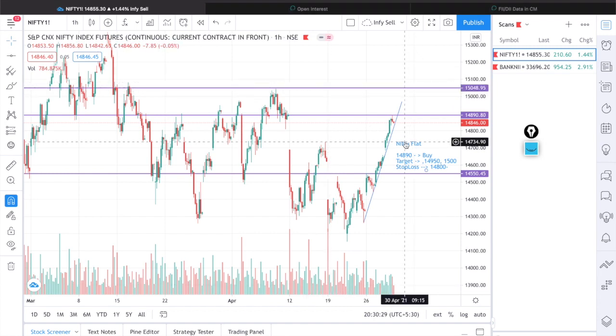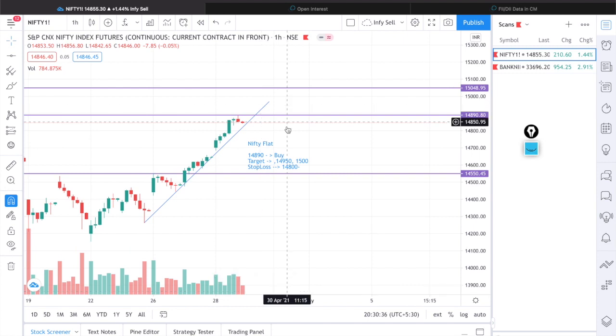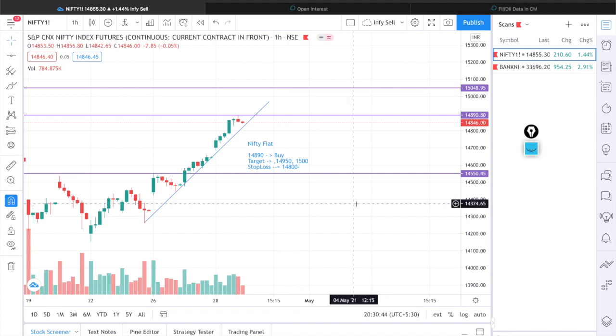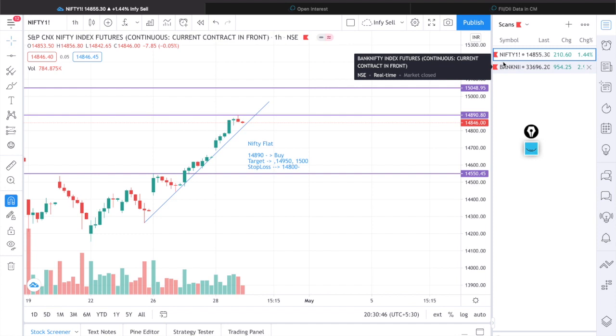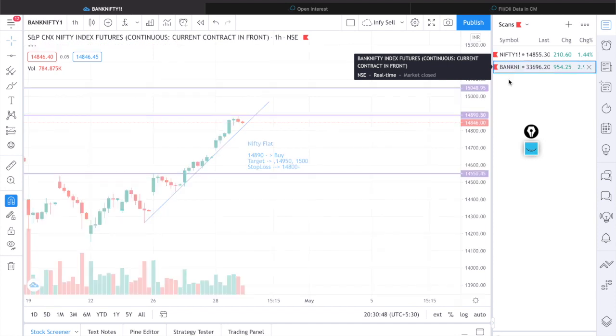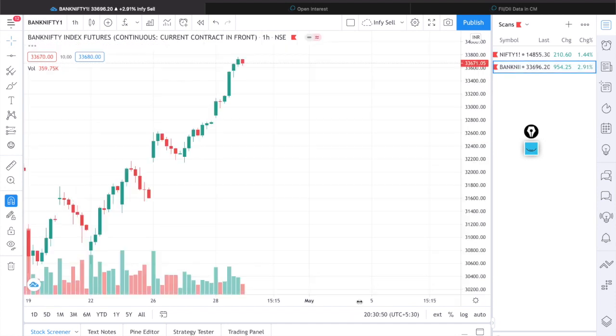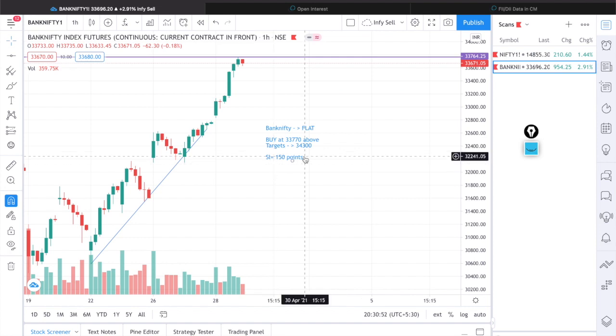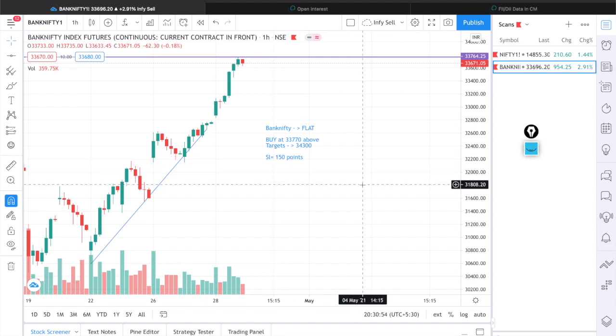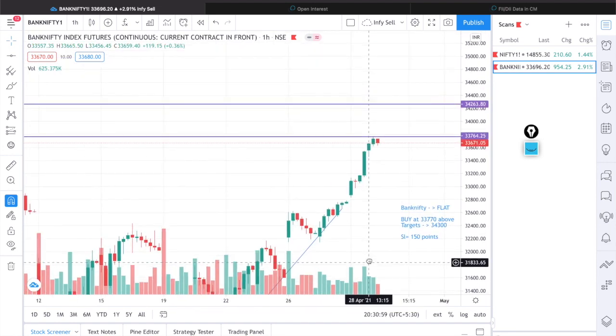So the data wise, Nifty and Bank Nifty is very bullish. Okay, so once more I'm just sharing these particular levels. Nifty should open flat, above 14,890 we should buy, and the target should be 14,950 and 15,000, and similarly stop loss will be 14,800. Coming to Bank Nifty, the Bank Nifty target is around 33,770 and 34,300. Okay, so that is the levels, I would say.